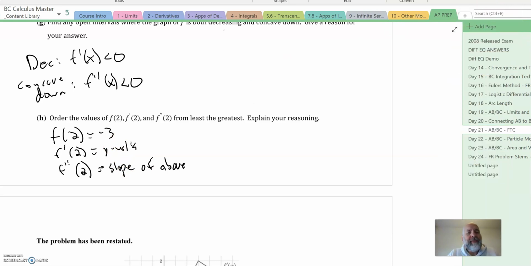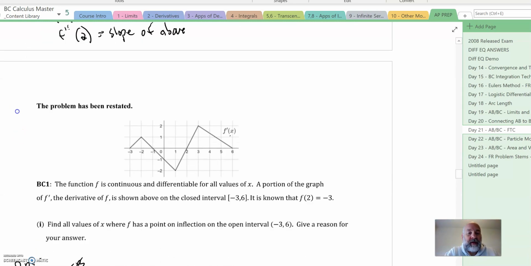There we go. And then f double prime will be the slope of that function that's above, because that thing is f prime above. So what's the slope of that? You should be able to find the slope because it's linear through that area.